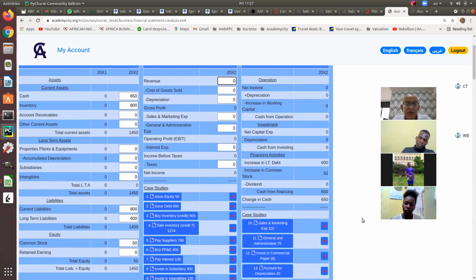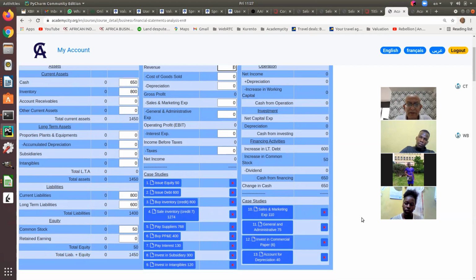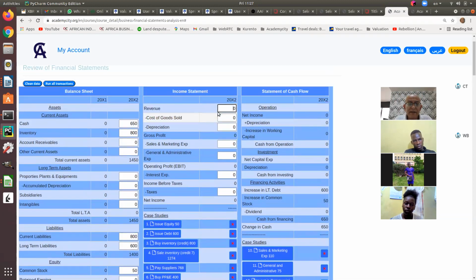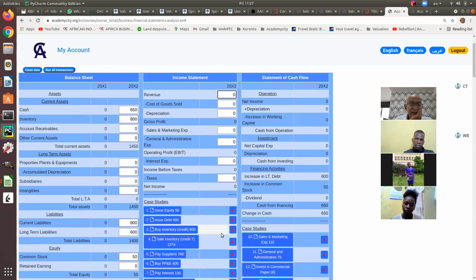Profit shows in the income statement. But selling goes into the income statement. Let's look at transaction number four. It's a hard one. In the future, I might break it up into two transactions.